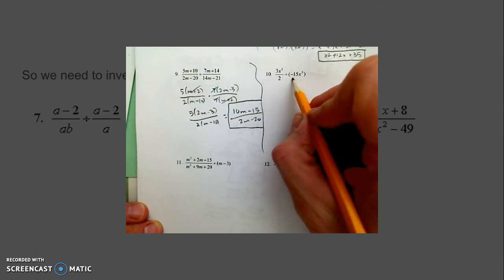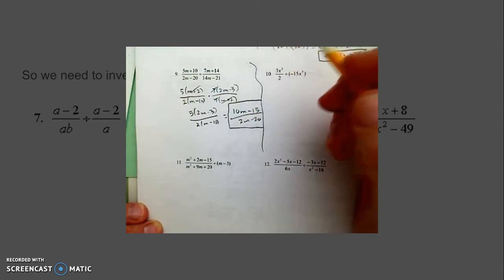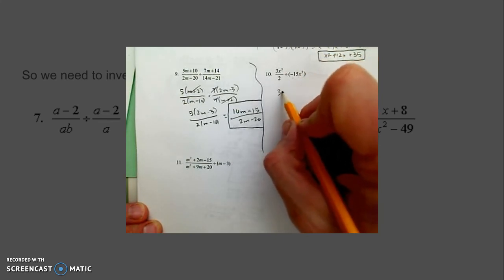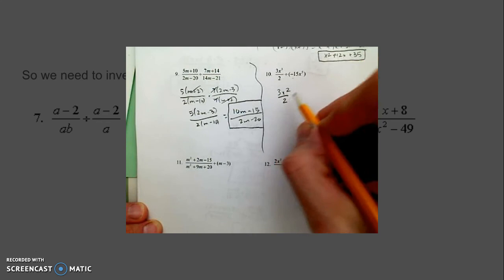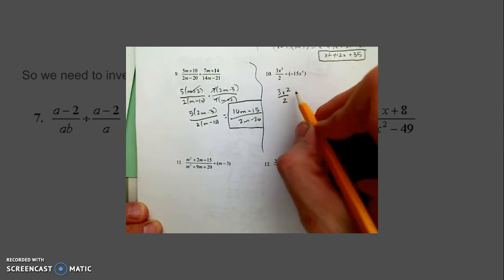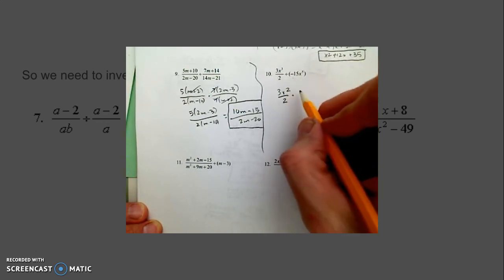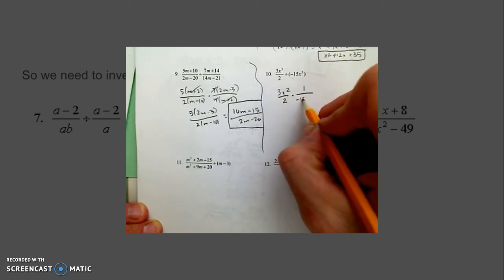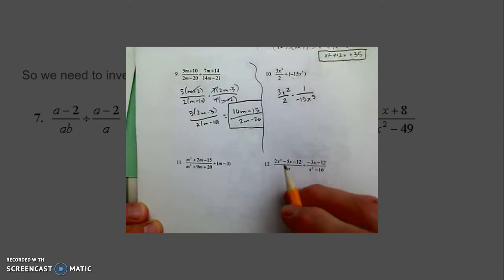Reminder to ourselves, here I'm dividing by what would be the basic equivalent of a whole number. I need to multiply by its reciprocal. So let's walk through that one together. 3x squared over 2 divided by negative 15x to the fifth. When I invert that, it's going to be 1 over this. So let's see what happens here.